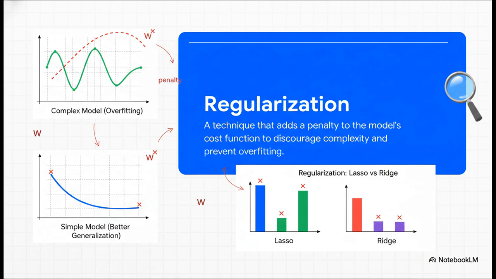The solution is a really clever technique called regularization. It basically changes the rules of the game for the model. It adds a penalty for complexity into the learning process. It essentially tells the model, hey, I want you to find a good fit, but I'm going to penalize you if you make it overly complicated. This forces the model to stay simpler and focus on the real signal, which makes it perform much better on new data it's never seen before.